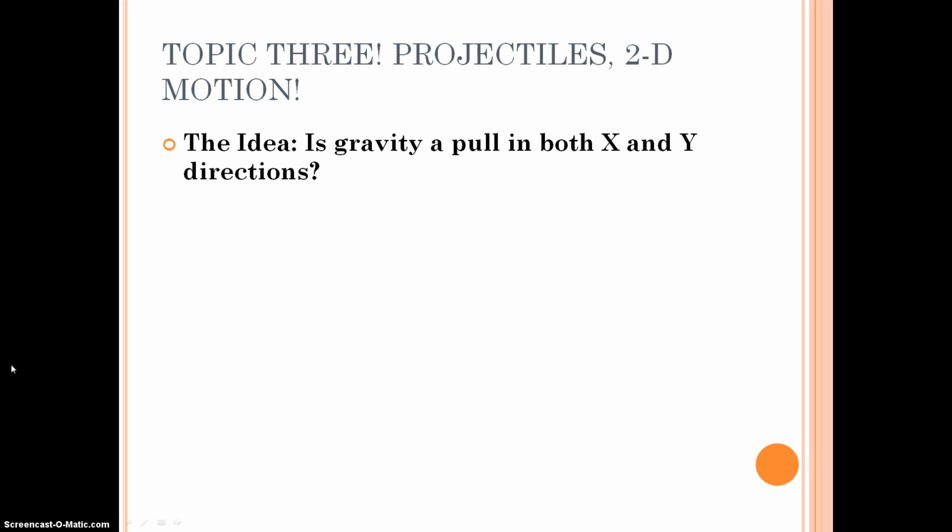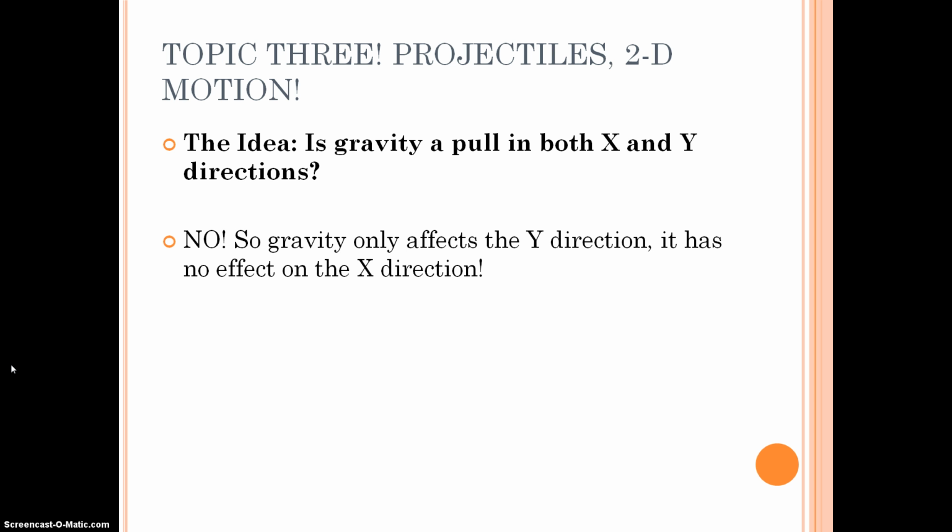Quick review. Is gravity a pull in both the x and y directions? And the answer is, of course, no way. Gravity only pulls you down, so it has no pull left or right. So when something's in the air, gravity's only making it end up downwards. It will not affect how far forward or backward it goes. So in the air, the x velocity, or how fast it's going forward, remains the same. The only thing gravity is doing is changing how fast it's going up or down.